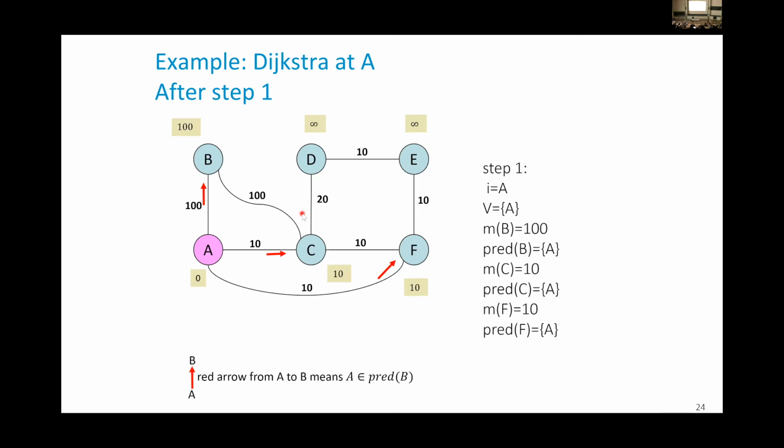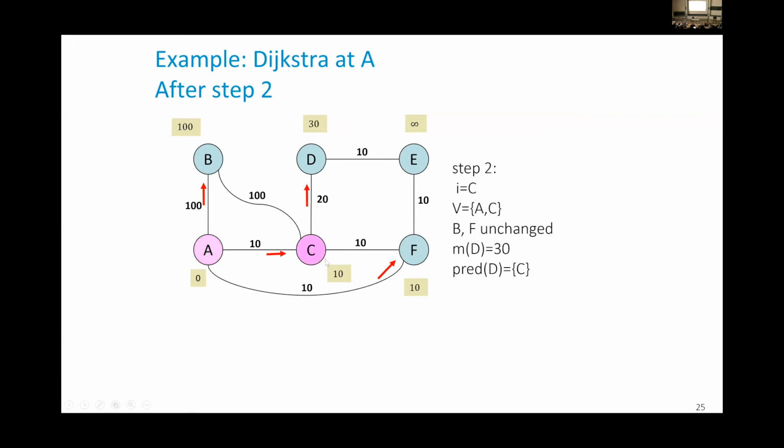Now, step 2. Step 2 is more interesting. I need to add one node, B, C, D, E, or F, which is the one that has the smallest estimated distance. The estimated distances are those values here. Now, there are C and F. So I must pick one of the two. I will keep multiple paths, but at one point in time, I need to add only one node. So I decide, for example, to add C. So the visited set is now A and C.